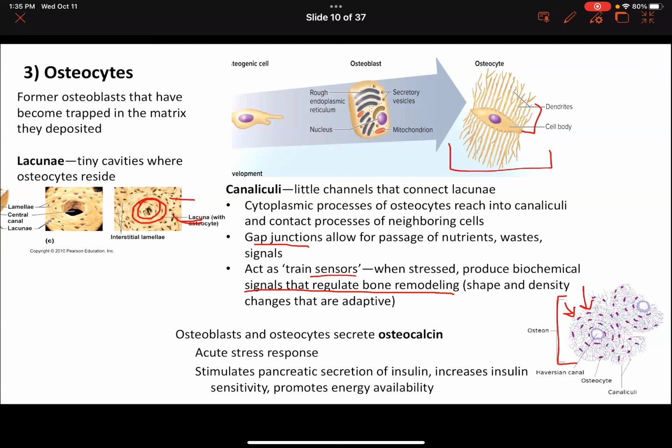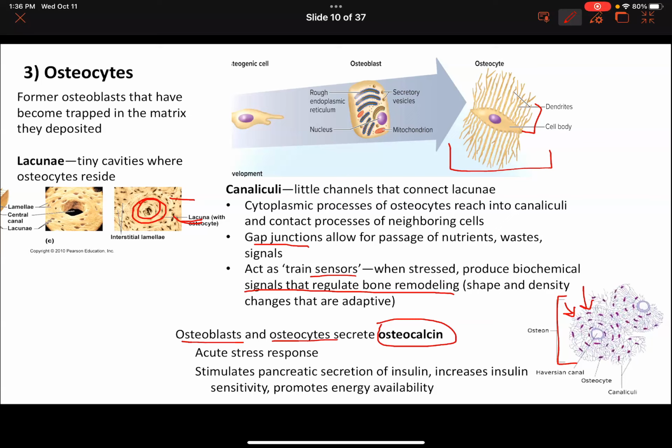The osteoblasts and osteocytes, so again, these are the osteoblasts, the previous cell type we talked about, the generators, and the mature bone cells are osteocytes. Both of them secrete something called osteocalcin in an acute stress response. And this is actually an overall stress response, not necessarily just a physical stress response. And what osteocalcin does is it stimulates the pancreas to release or secrete insulin.